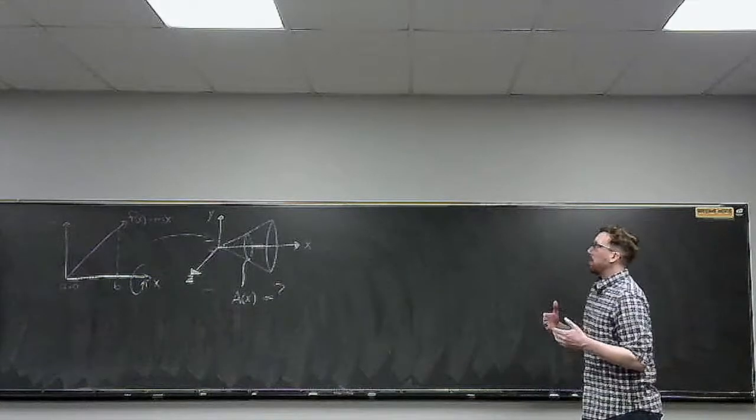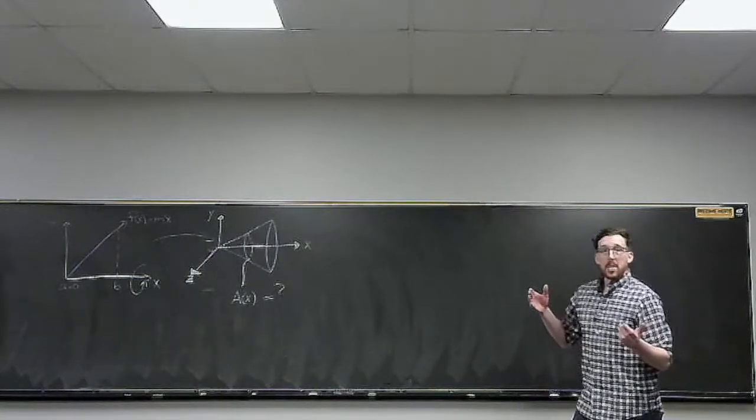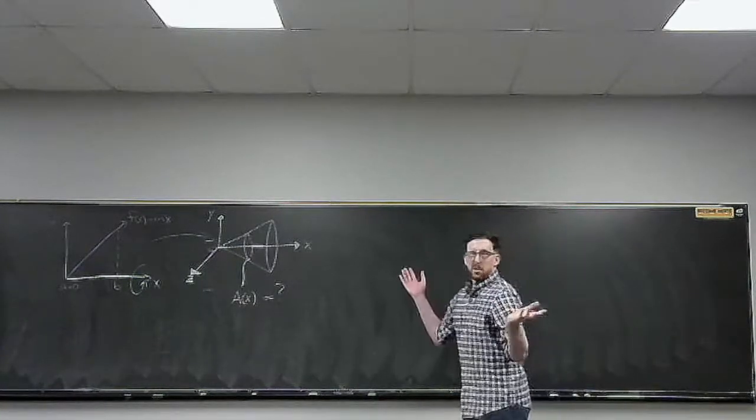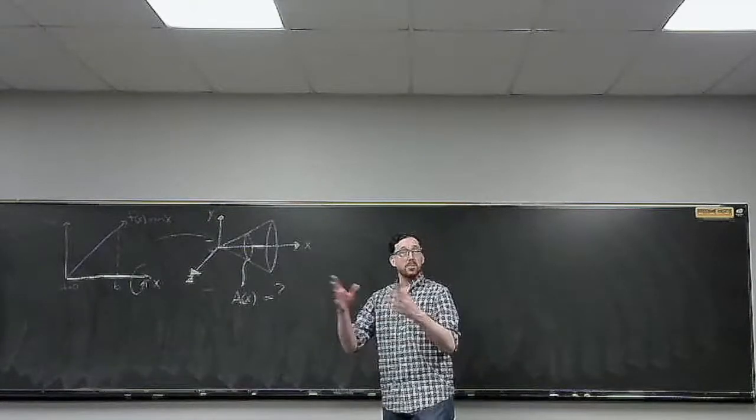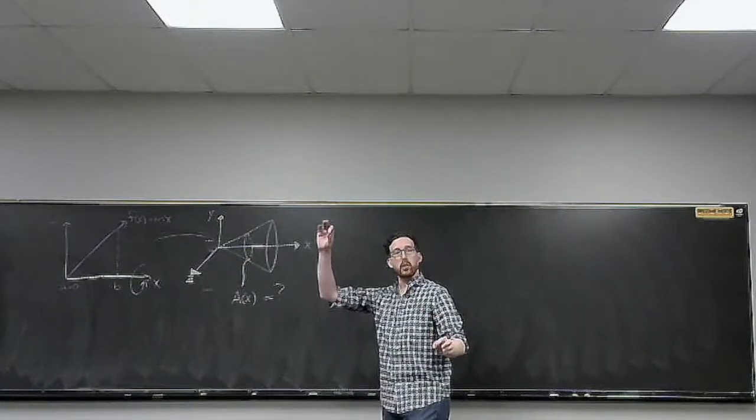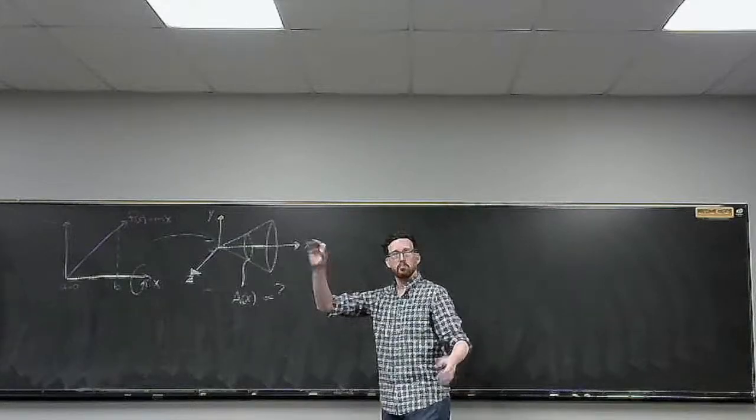So in this example, we're taking some function equal to some slope, m, times x. So it's just a line that goes through the x-axis.